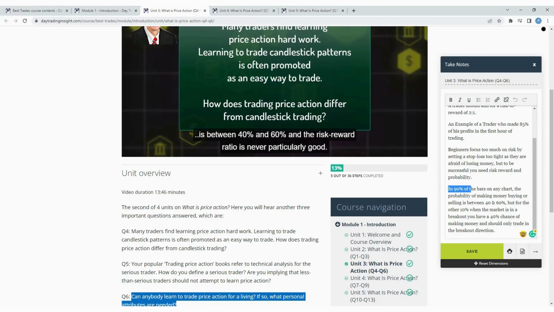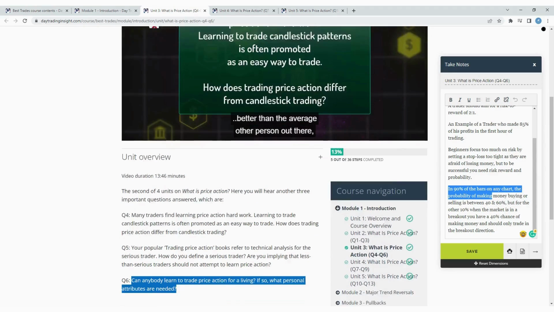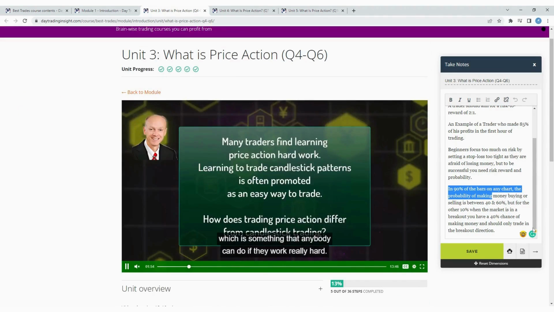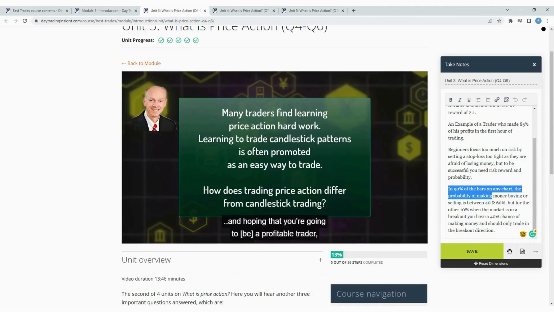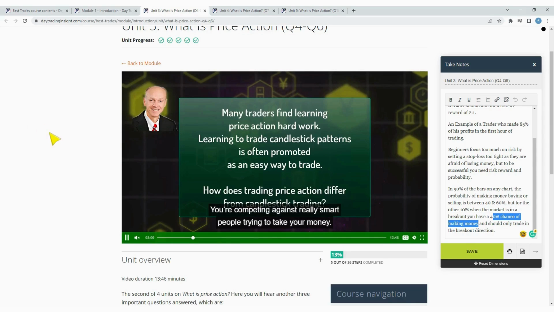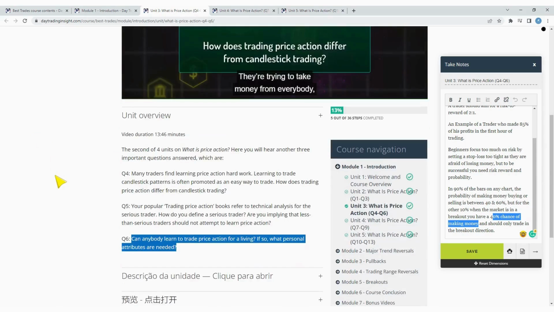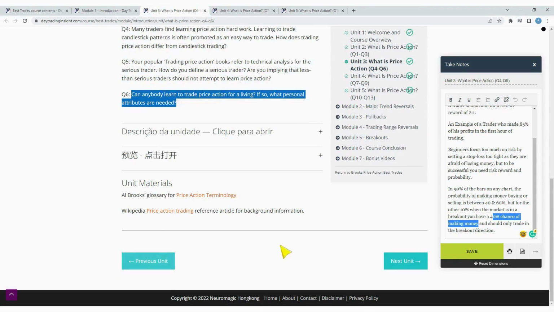And he also says a lot more in this than just these notes, but in 90% of bars on any chart, the profitability of making money buying or selling is about 40 to 60%. So it's about a 40 to 60% chance of making money on any buy or sell trade. And the other 10% are breakouts. Okay, and you have a 40% chance of making money on them. And you should only trade in the breakout direction. Okay, so if it's breaking out in an upward trend, you go with that. So you'd buy and go long. If it's going down, you would short the market.